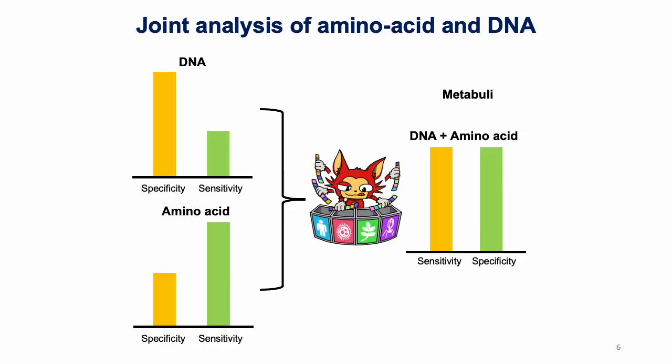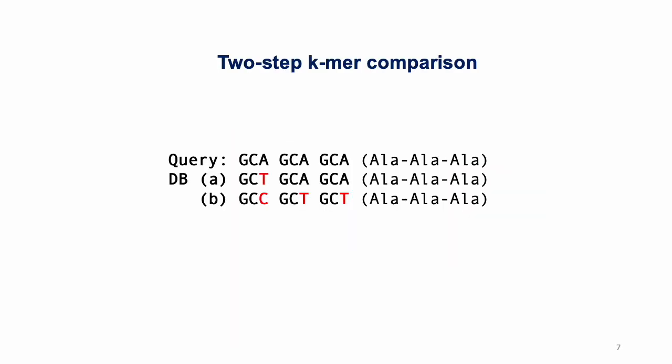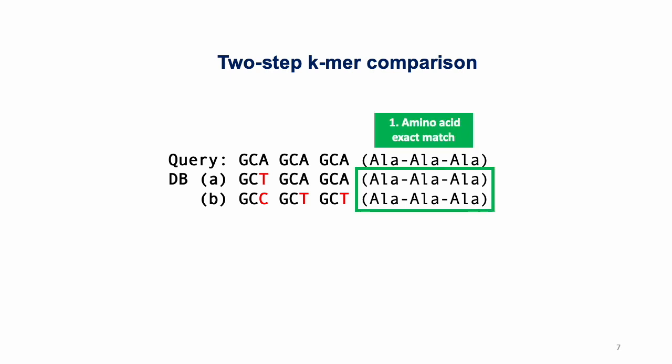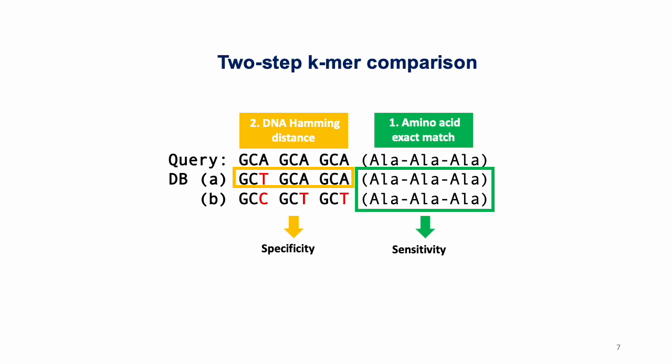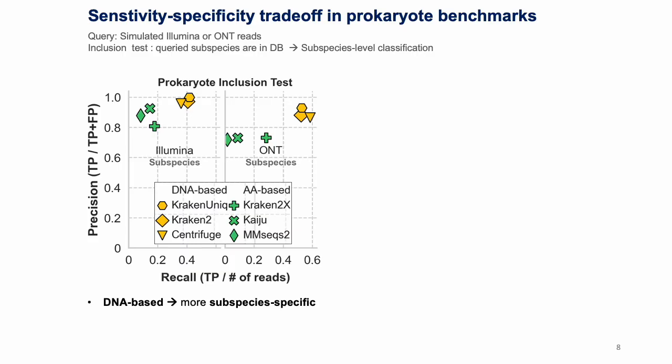So we came up with the idea: let's just combine both DNA and amino acid information to achieve both high sensitivity and specificity. By utilizing both sequences, we can compare sequences in two steps. First, we can find exact matches at the amino acid level to achieve sensitivity. Second, we can select the closest matches at the DNA level using Hamming distances to achieve specificity. Then, how can we do this? Before looking into implementation details, let's see some benchmarks first.